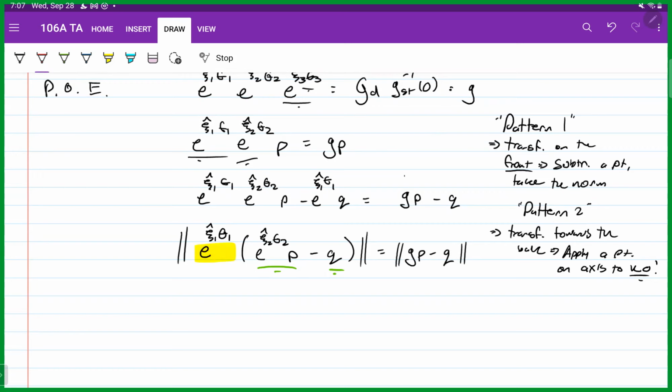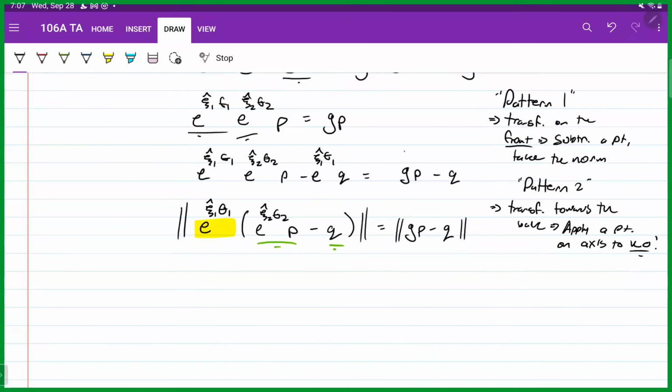So this magnitude is actually equal to the following: e to the Xi2 half theta 2 times this point P minus this point Q equals G times P minus Q. And once again, we were able to do that because this Xi1 is a length-preserving rigid body transformation. It's never going to be changing the distance between those 2 points. Okay, so does anyone have any questions about that?